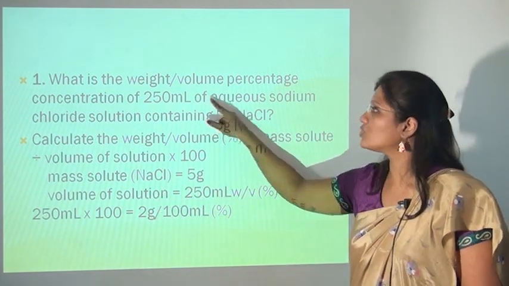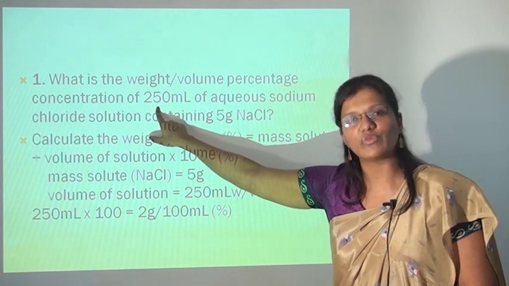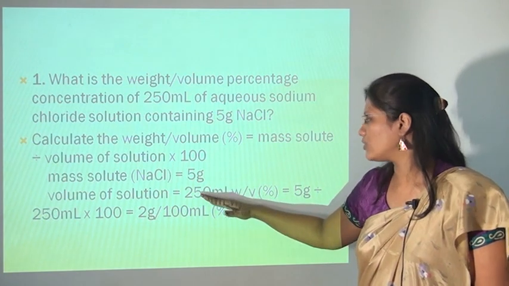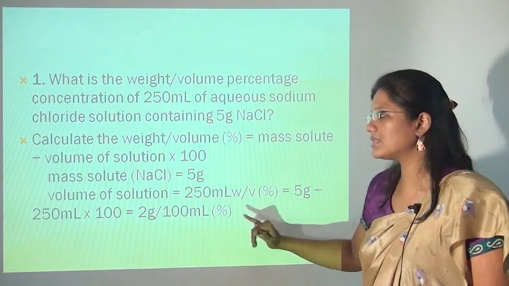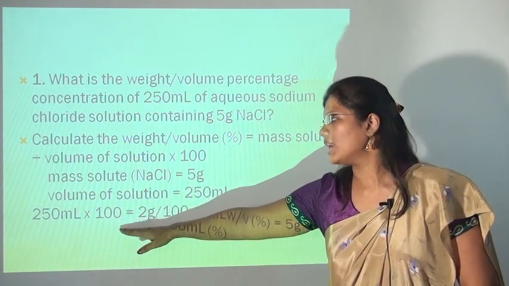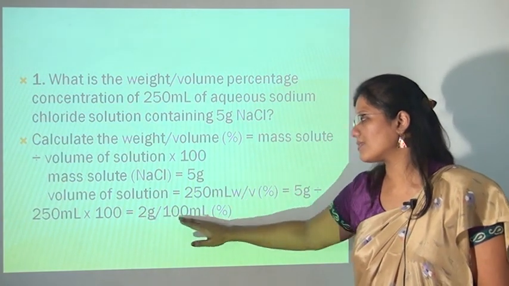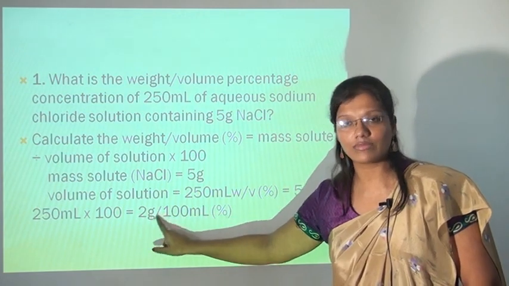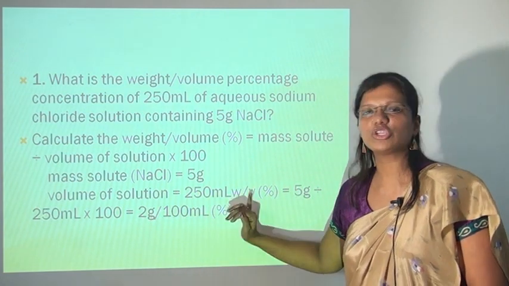Volume of the solution, the total volume of the solution, is given as 250 ml. Now if you calculate, that is 5 grams divided by 250 ml into 100, it is equal to 2 grams by 100 ml. Here the weight by volume value is 2 grams by 100 ml, percentage weight by volume.